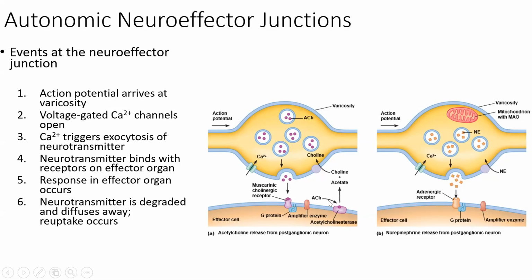All right, so anytime you see acetylcholinesterase, automatically you know you're looking at the neuroeffector junction on the parasympathetic side where we have acetylcholine as our neurotransmitter. Okay.